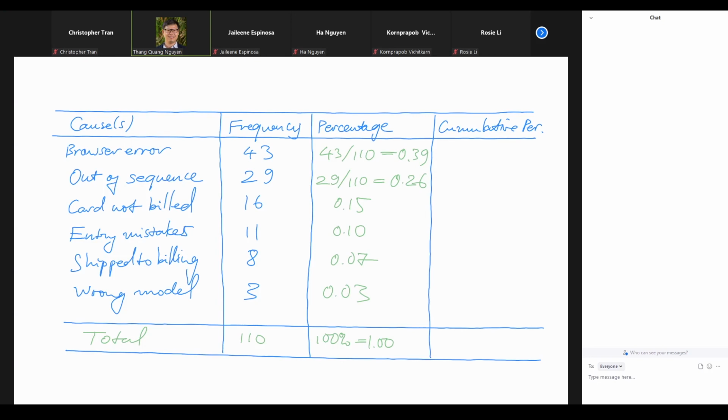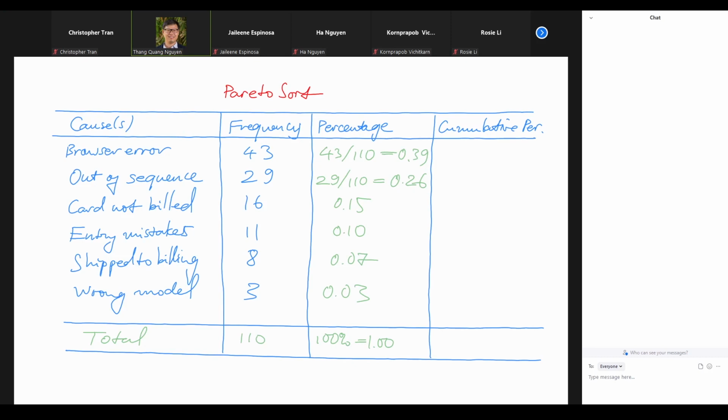The browser error is the first step. Oh, by the way, I forgot to mention one thing. This data is already sorted, right? From the highest value to the lowest value. And we would call that a Pareto sort, named after the person who used this sort first. That's Pareto sort. So that we can see the highest value first and then the lowest value last, right?